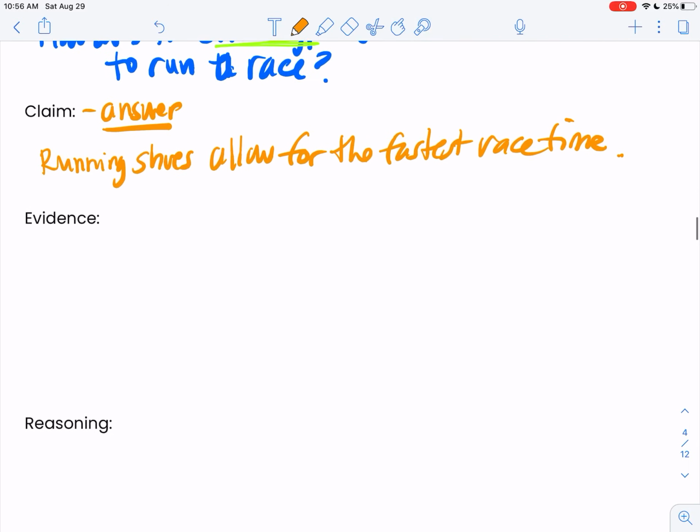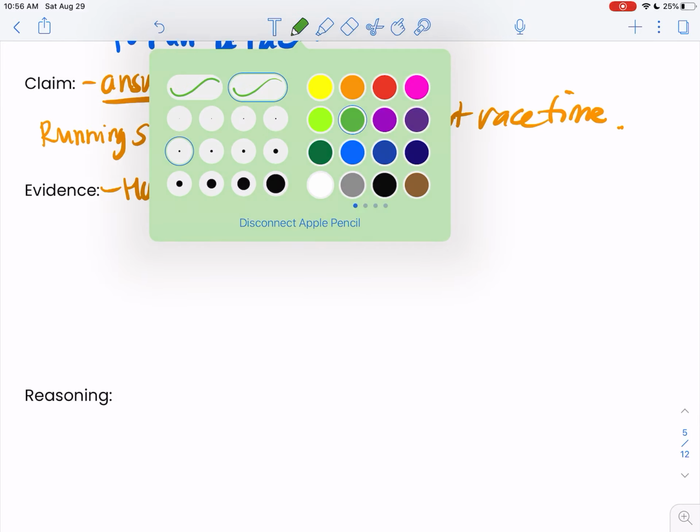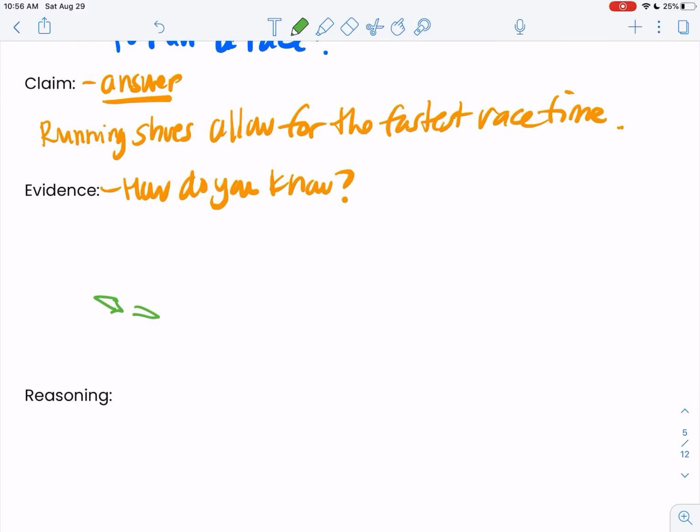Evidence is the next question that you answered. How do you know this? How do you know that running shoes are the best? Well, you looked at the evidence. So you could have a nice little screenshot here, like a little screenshot of the different types of shoes.